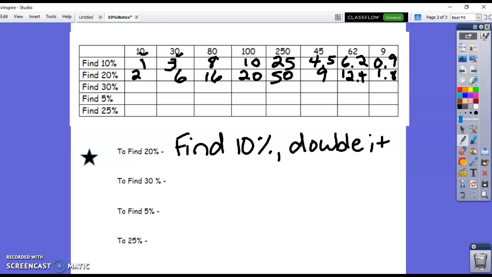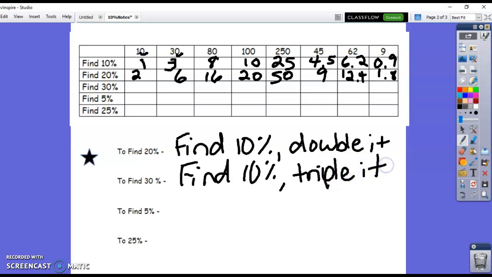How do we think we find 30%? Think about that. If we found 20% by finding 10% and doubling it, how do you think we're going to find 30%? Yes, you are right. We're going to find 10%, and then we're going to triple it. All right, so I found 10% of 10 is 1. If I triple that, I get 3. 10% of 30 is 3. If I triple that, take it times 3, 3 times 3 is 9.